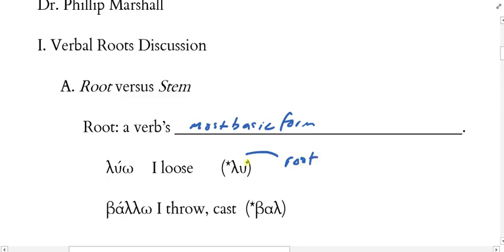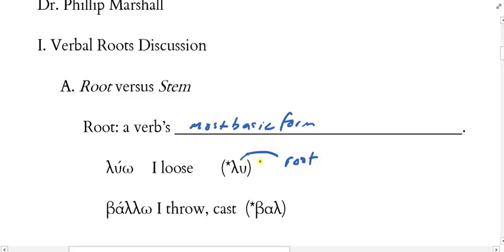Now, what does the asterisk indicate here? The asterisk indicates that we're dealing with a theoretical form of the verb. That is to say, you will never see lu hanging out all by itself in the Greek language. Lu is just a root to which other things are added to form a real verb in Greek. So you'll never see this by itself. It will always have other things attached. Most notably, if we're dealing with the indicative mood, we're dealing with verbs that have personal endings. So you'll always see a personal ending attached to a verbal root of some sort.